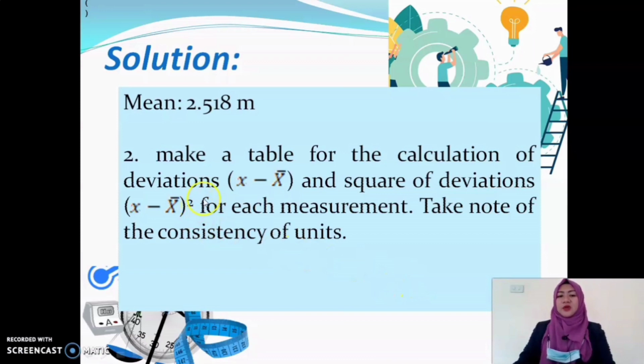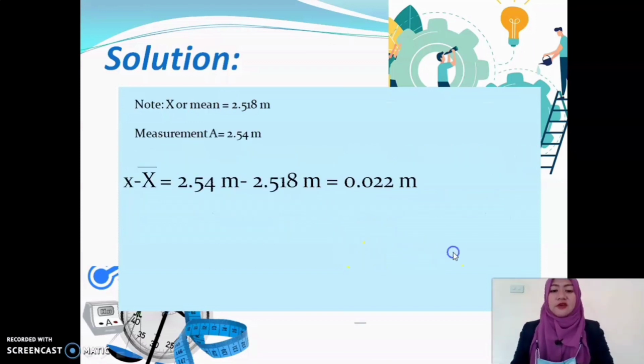So our next step is we have to make a table for the calculation of deviations, which is the standard data or standard measurement minus the mean, and square of deviations, the value of x minus the mean. You square that for each measurement, and you have to take note of the consistency of units. Note again that your mean is 2.518 meters, and for example, your measurement A is 2.54 meters.